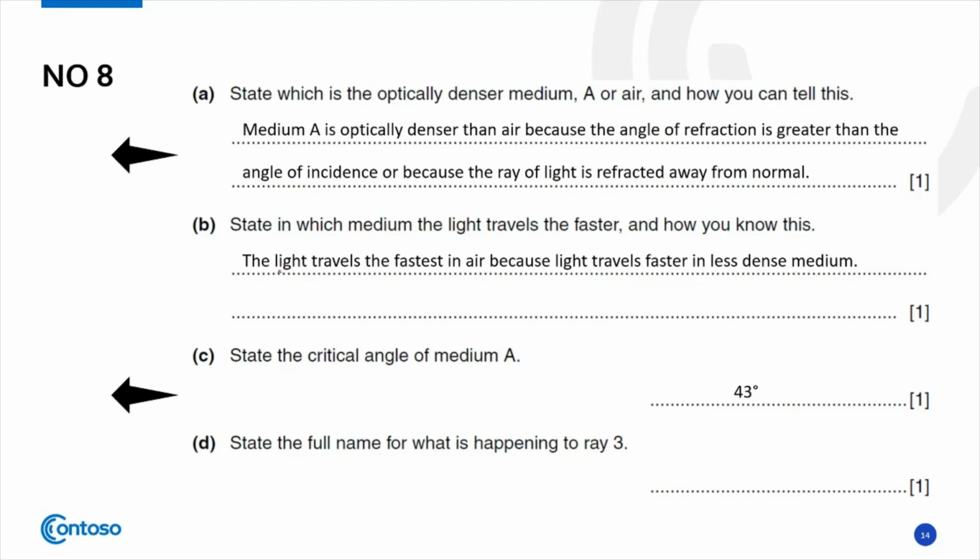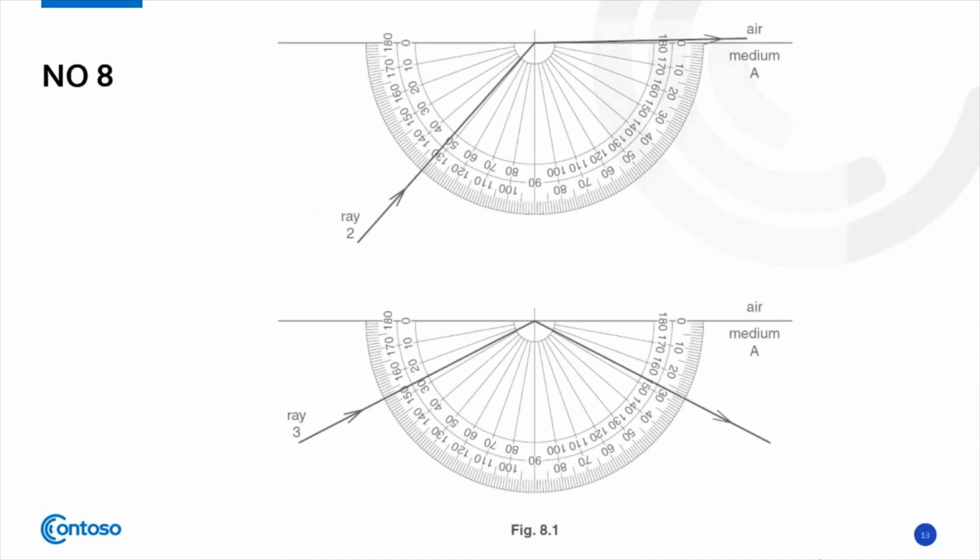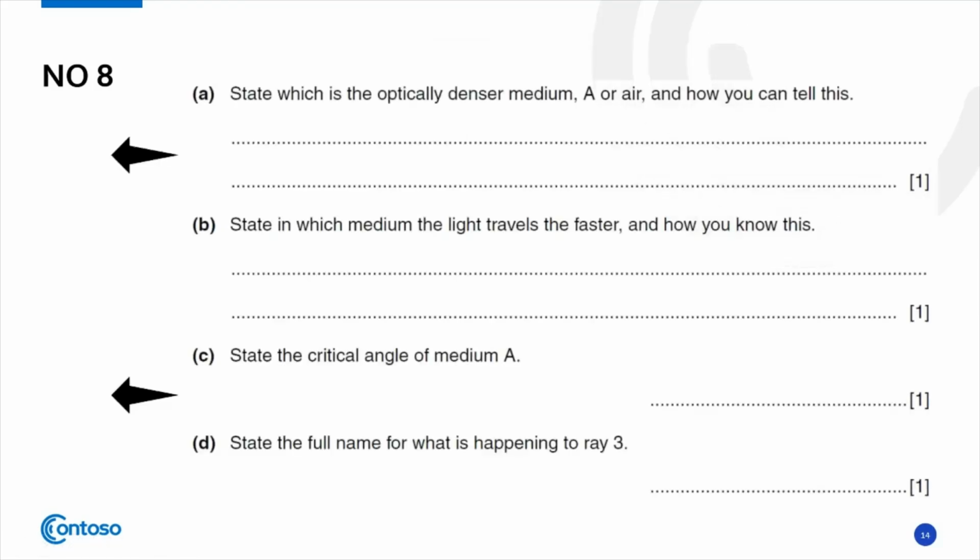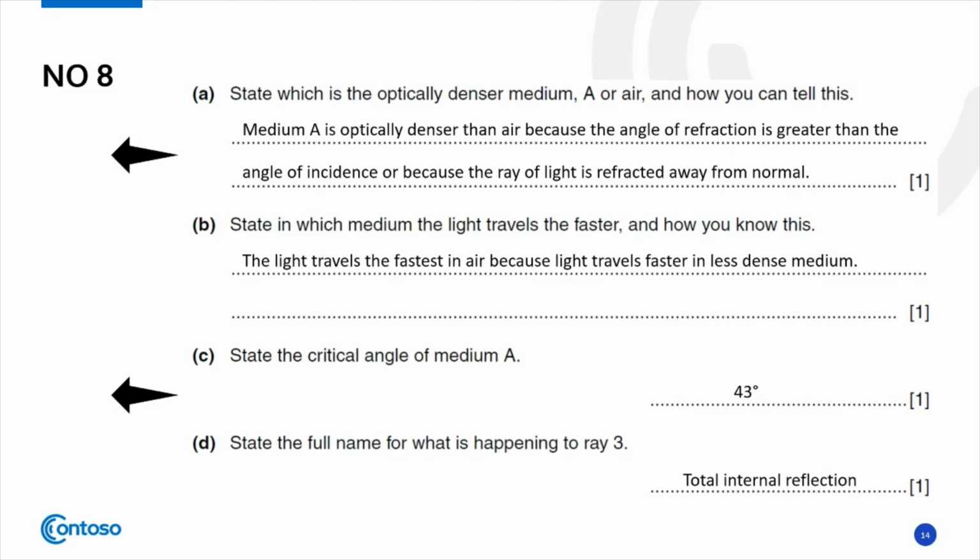Number 8d. State the full name for what is happening to ray 3. Let's look at ray 3. The figure on the bottom, this one, is ray 3. As you can see here on ray 3, no light emerges from medium A. All of the light is reflected back into medium A. This event is called total internal reflection. So that's the answer for question 8d. Total internal reflection.